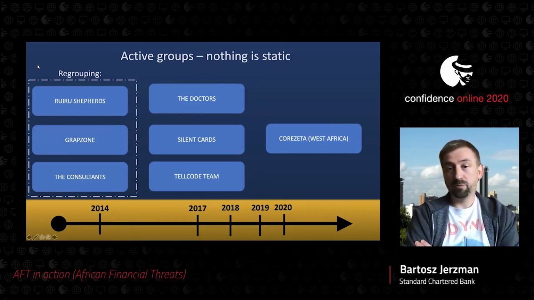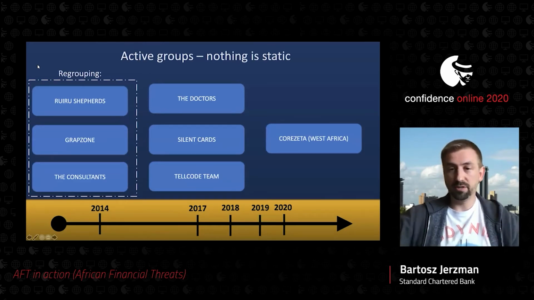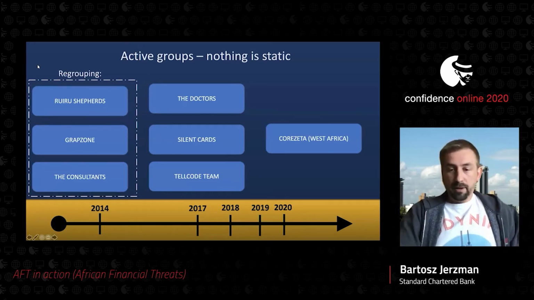And for example, from West Africa, we have the group Corzeta, which is also interesting because there are some links showing that there could be some cooperation with a big cyber threat like TA505, the group that targets many organizations across the world, not connected with the region. So this is also another topic that could be very interesting to research and to analyze. And this was a history.